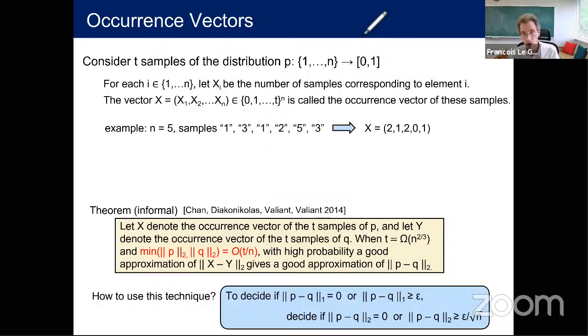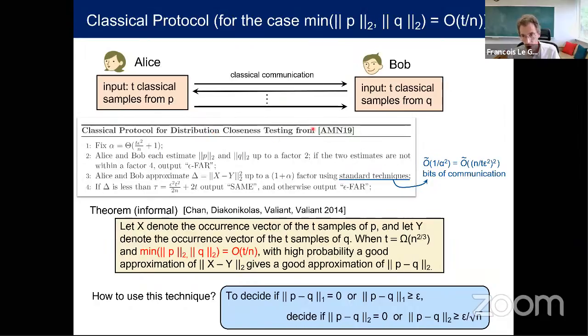Okay, so this is the protocol. It's from our paper, but it's the same protocol as AMN, rewritten for the special case we are considering, the case of P and Q of low norm. You first take alpha, and if you don't care about epsilon, you can consider alpha to be of order T over N.